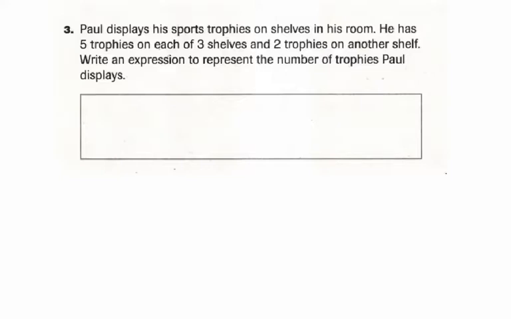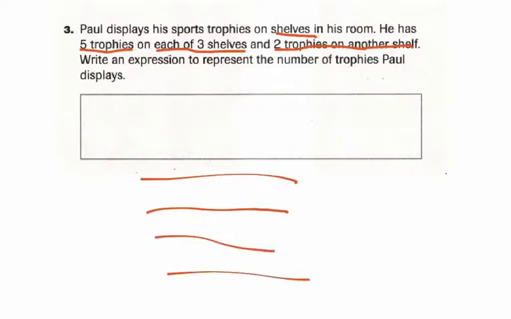Go ahead and read and unpack this problem, pause the video, and then hit resume to see the response. So I've underlined the key details in the problem. Paul has sports trophies on shelves. He has 5 on 3 shelves and 2 on another shelf. So the best way to do this is to draw my shelves. So I've got 3 shelves and 1 other shelf.